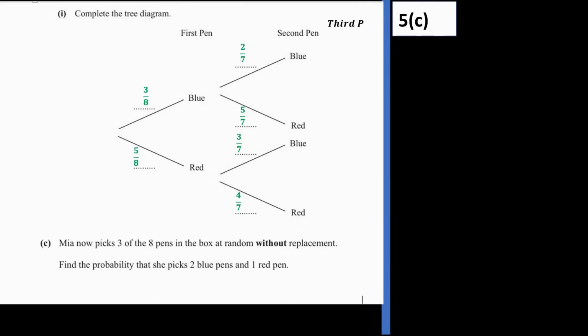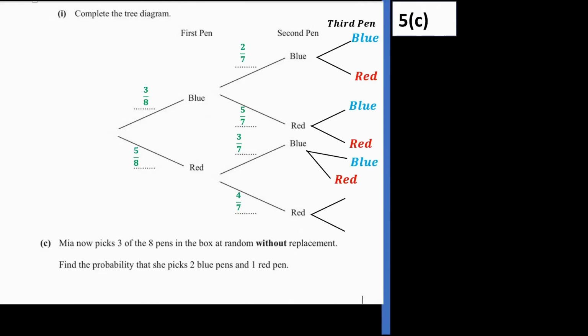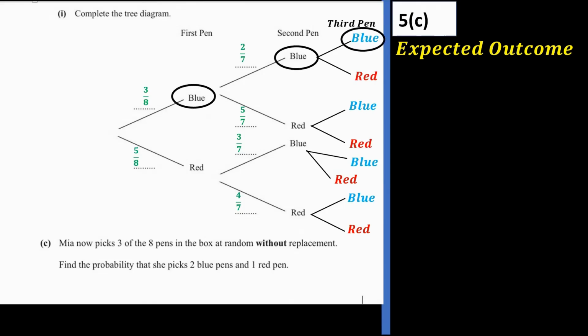So what we do here, we are going to look at the third pen, and so we insert all of this for the third pen, and we have blue, red, blue, red, blue, red, blue, red. And so we are going to look at the expected outcome from this tree diagram. So let's look at all the possible outcomes. It can be blue, blue, blue, this three that she picks can actually be blue, blue, blue, even though we are told that it's going to be 2 blue and 1 red. But let's look at all possibilities.